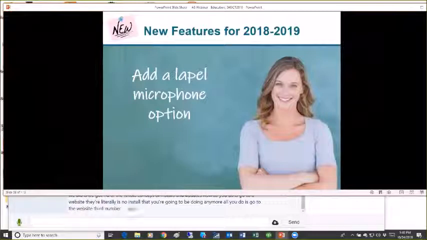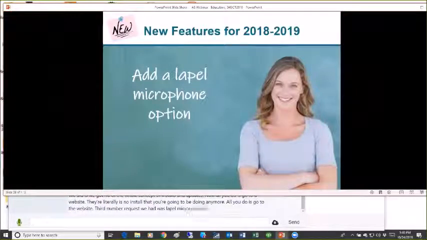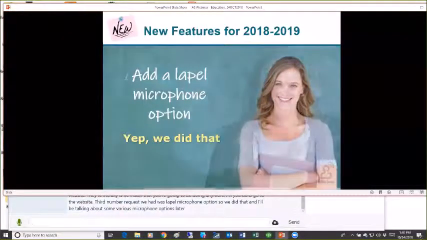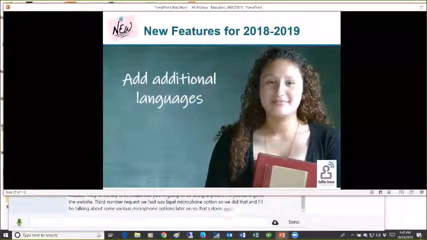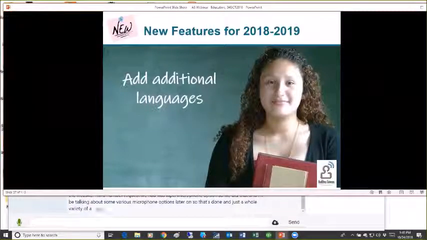Third number of requests we had was to add a lapel microphone option, so we did that. And I'll be talking about some various microphone options later on. So that's done. And just a whole variety of additional languages.